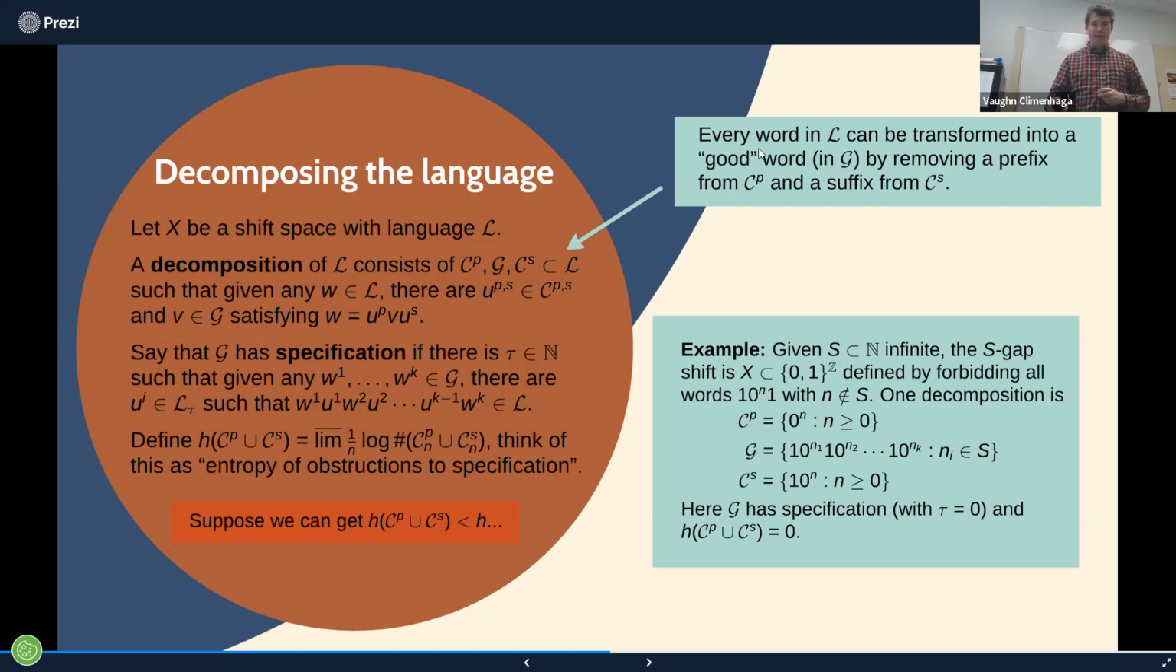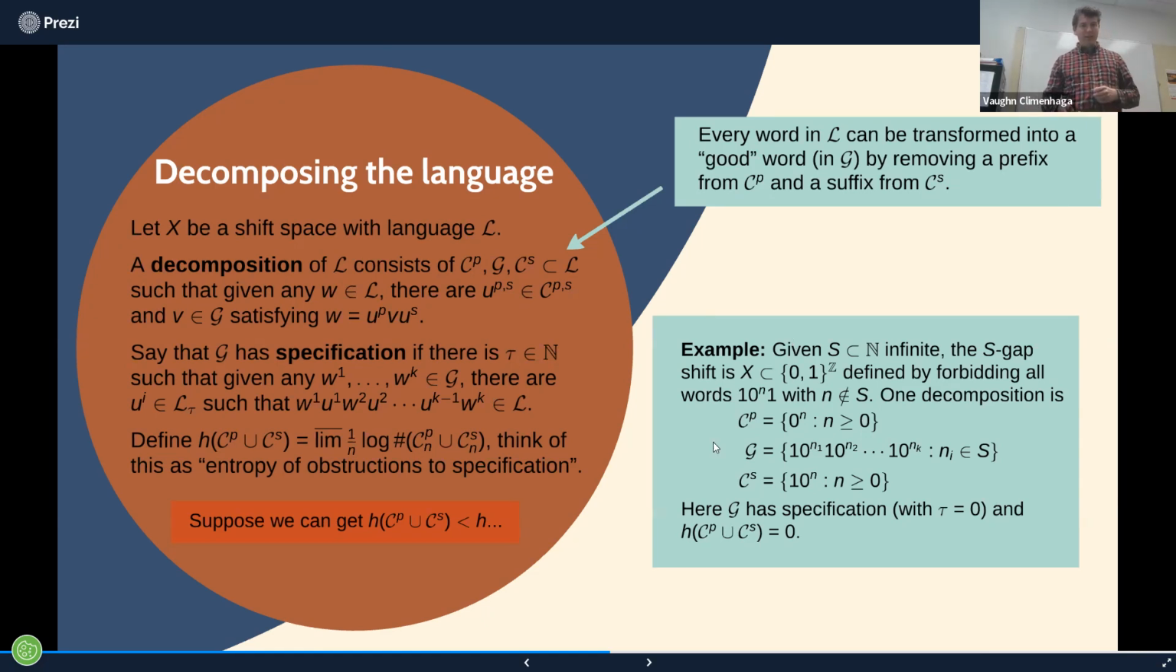Informally, what it means is that if you give me any word in the language of the shift, I can look at that word and find a good core, a good word that's inside the word you gave me. And I can get to that good core by removing a prefix, which comes from the prefix collection, and a suffix, which comes from the suffix collection. So I can strip some symbols off the front, they're in the prefix collection. I can strip some symbols off the end, they're in the suffix collection, and the stuff in the middle is supposed to form a good word.